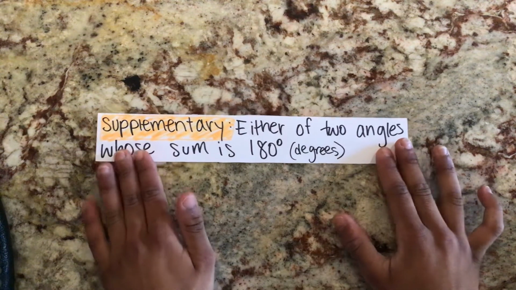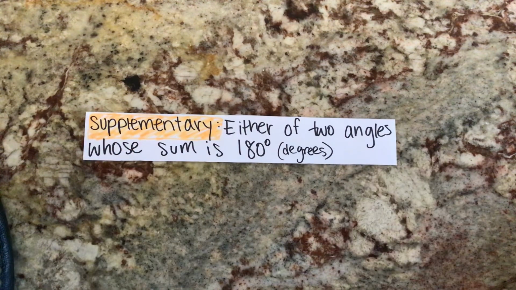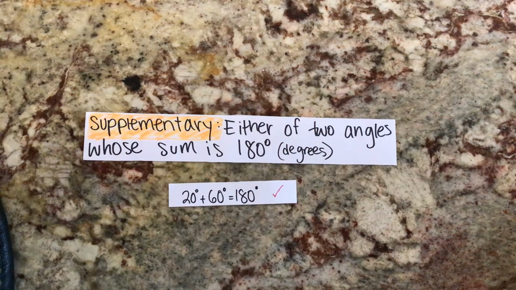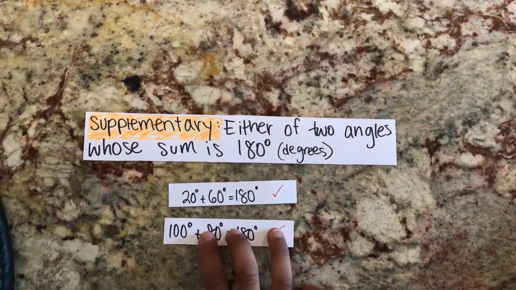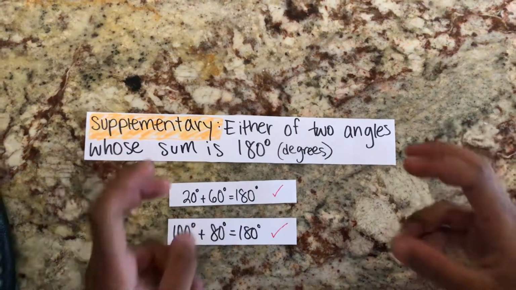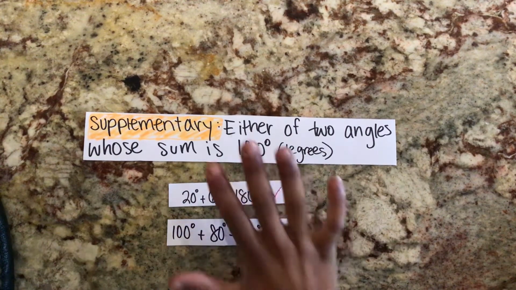supplementary. Now I'll be switching between these two papers, but please bear with me because we have a new vocab word. This is our vocab word, supplementary. Supplementary is an extremely commonly used geometric term. Supplementary means either of two angles whose sum is 180 degrees. So you could have angle measures of 20 and 60 degrees, and that would be supplementary. Or you could have angle measures of 100 degrees and 80 degrees, and that would be supplementary too. Throughout the rest of this lesson, you will see me abbreviate the word supplementary to sup on the papers.